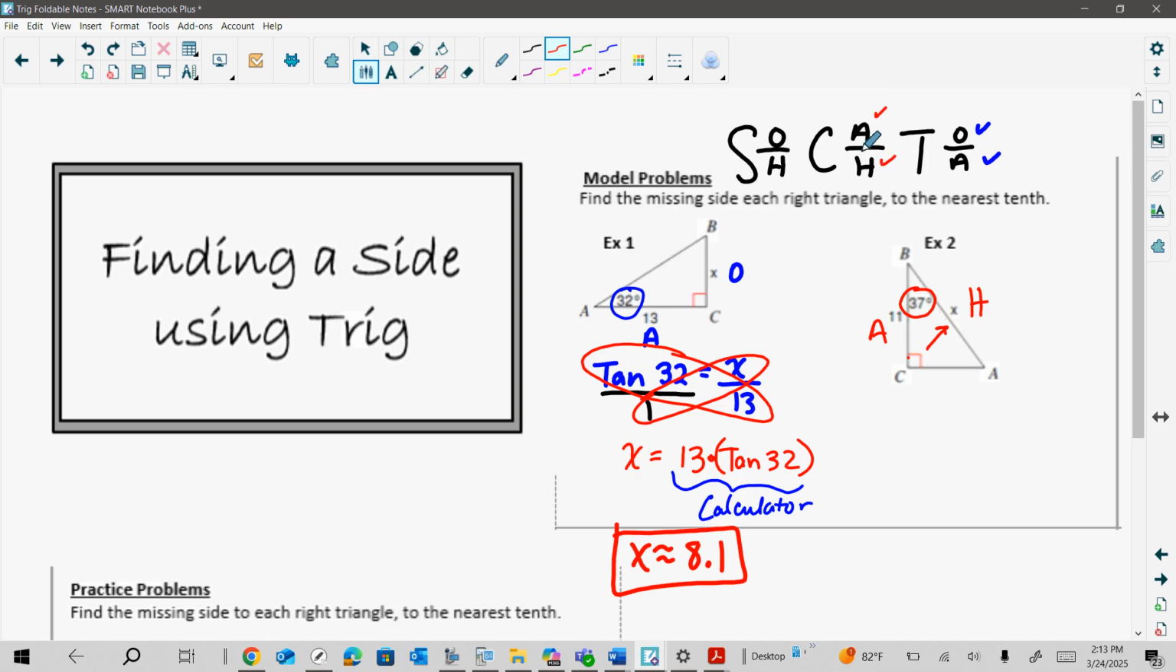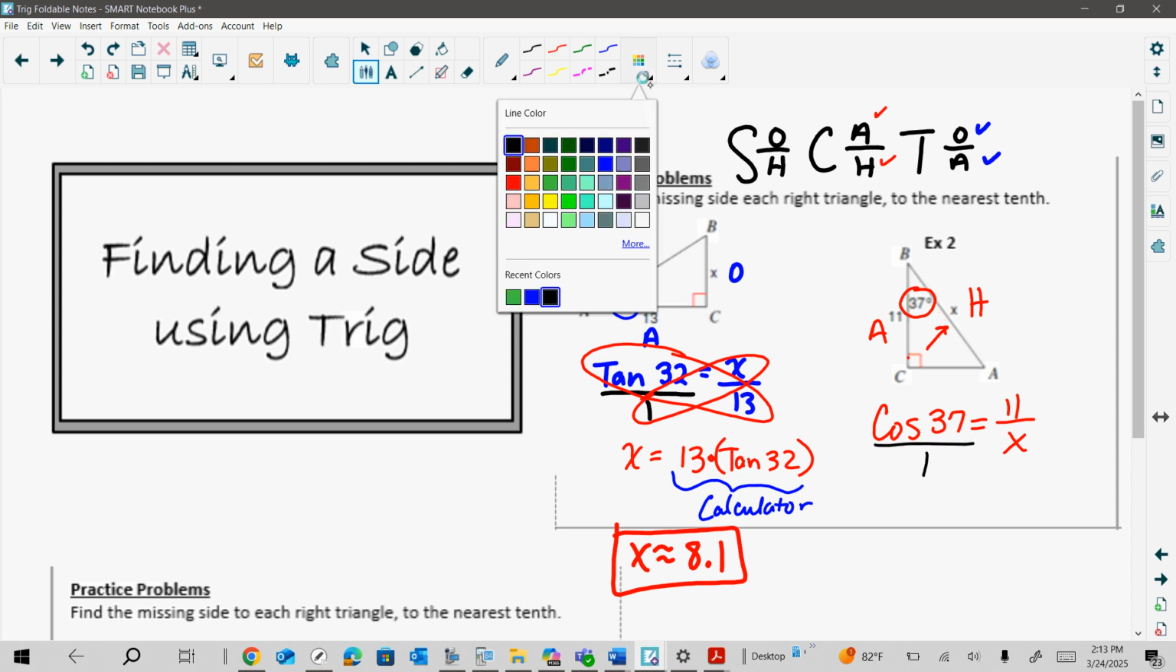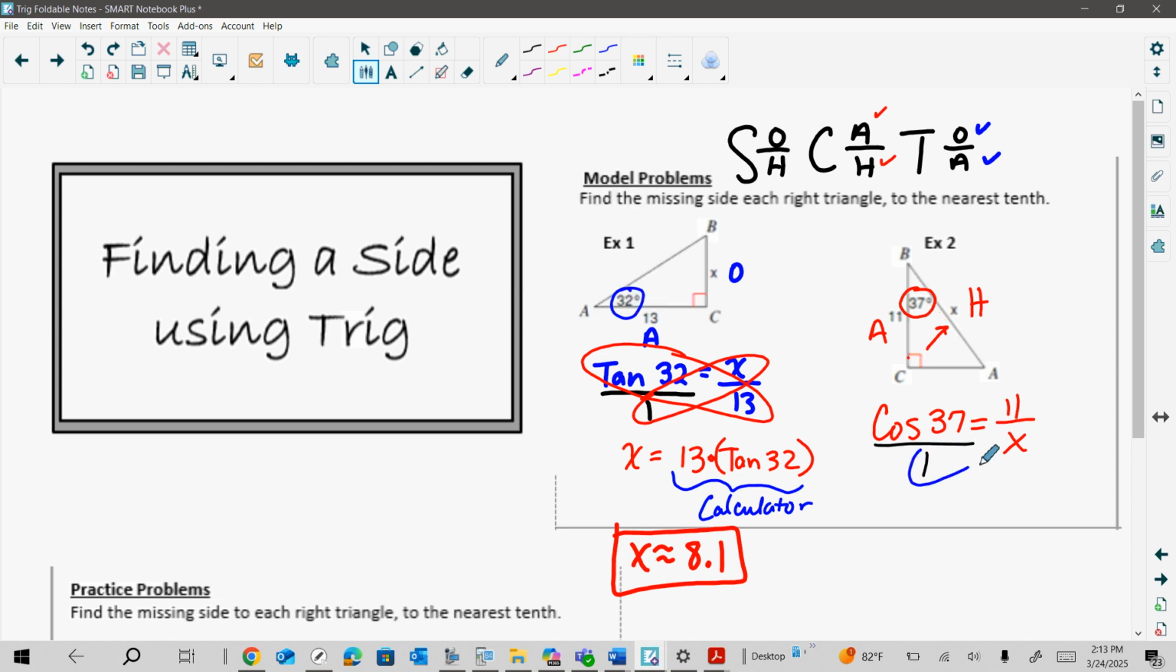So I'm doing cosine. So you're going to write cosine of 37, the angle, always the trig and the angle, equals adjacent over hypotenuse. So that would be 11 over x. So to solve this equation, we're going to need to put the trig over 1 so we can cross multiply. When I cross multiply, 1 times 11 is just 11. And then when I cross multiply here, I'm going to have x times the cosine of 37.